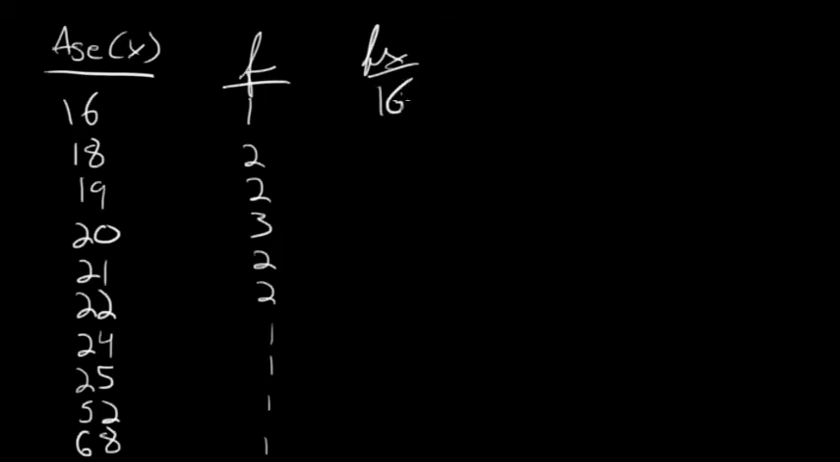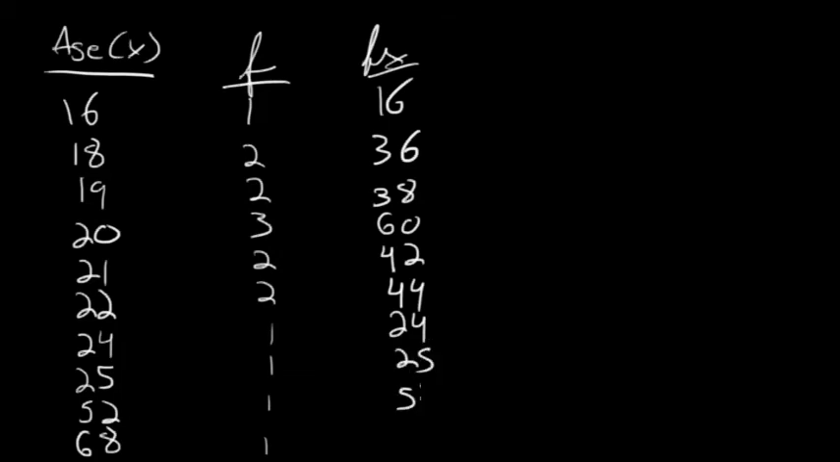So 16 times 1, 16. 18 times 2, 36. 19 times 2, 38. 20 times 3, 60. 21 times 2, 42. 22 times 2, 44. And then the rest are really easy. 24 times 1 is 24, 25, 52, and 68. But then we total these up. So we're going to add all these up, which we can write like this. And what do we get?